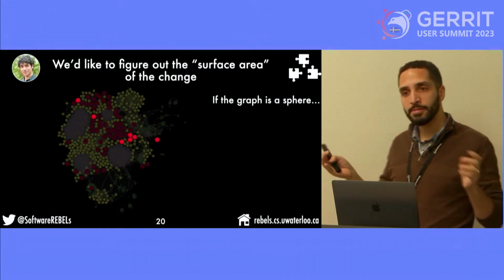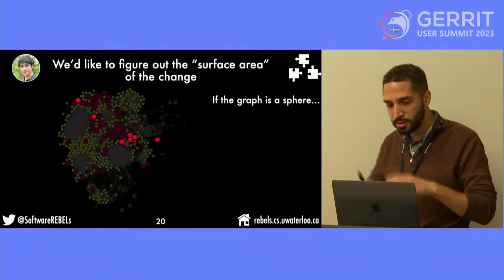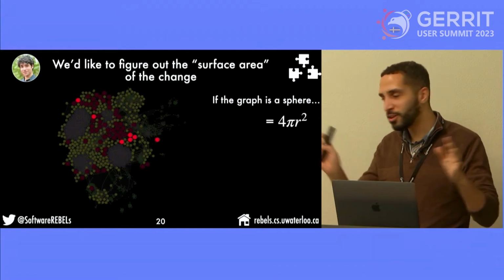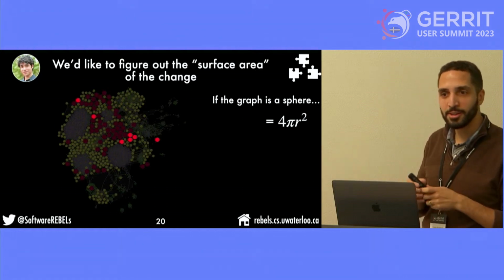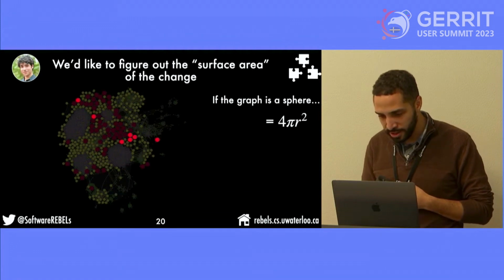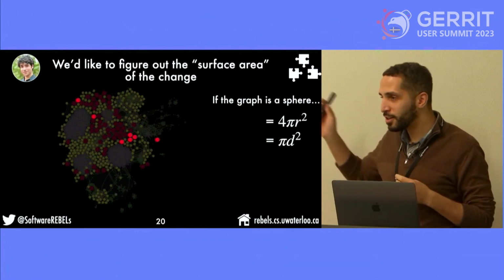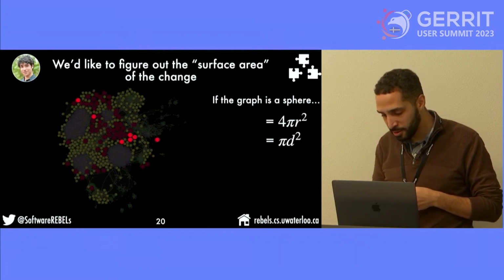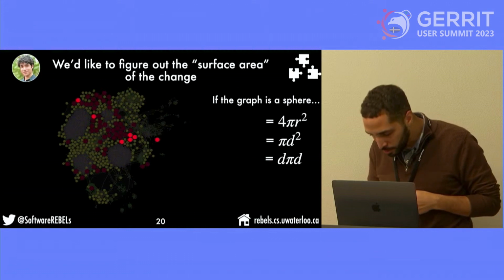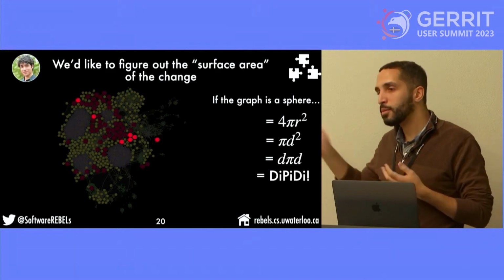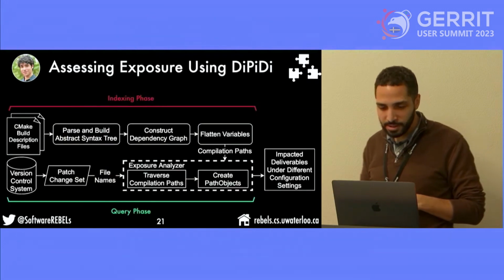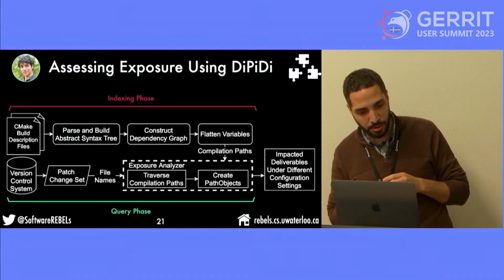So if this graph is like a sphere, think of it like a sphere, and we want to know what the surface area of the sphere is. Well, I'm sure you don't need me to remind you how to calculate the surface area of a sphere. It's 4 times pi times the radius squared, which can be rewritten as pi times the diameter squared, which can be rewritten as d times pi times d, which explains why we named our tool DippyD. So our tool is called DippyD, and what it does, I'm not going to go into detail about this.